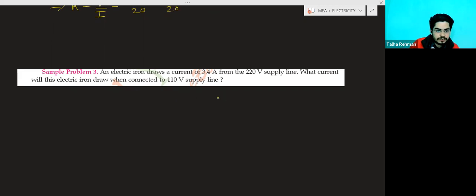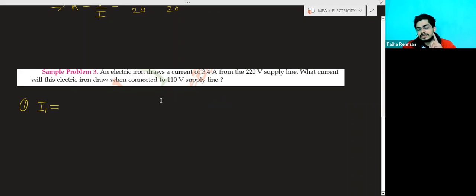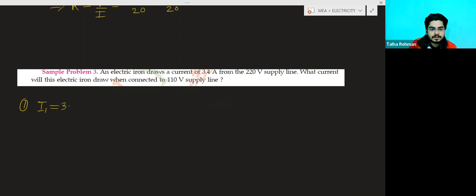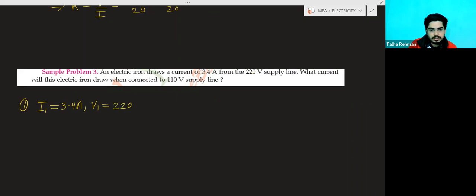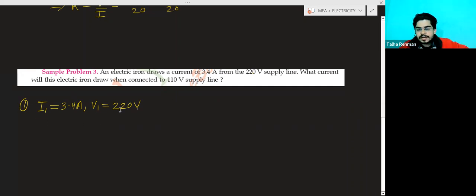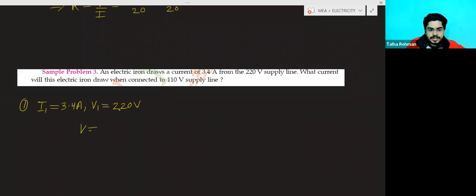See, in the first condition, what do you have? Suppose the current is I1. I1 means initially what is the current in the iron? I1 is 3.4 ampere. And V1 is 220 volt. You can do one more thing. You can apply here V is equal to IR. From this, you will get the resistance of the electrical iron.